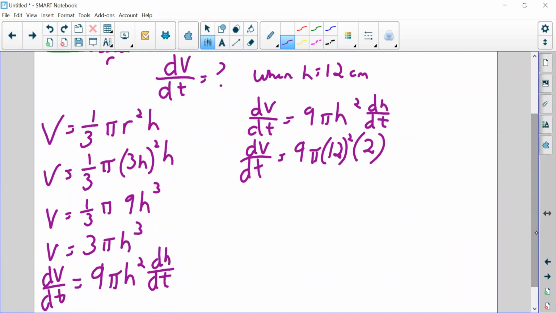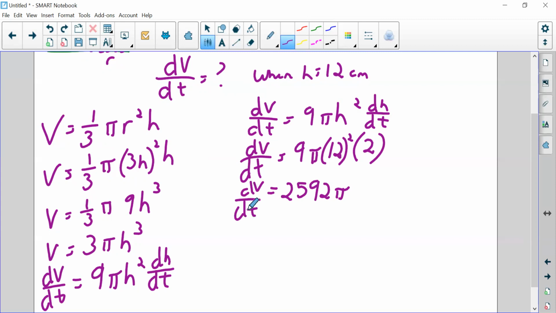So it's 12 squared is 144. 144 times that 18 gives us 2,592. 2,592 pi. And that's dV over dt.